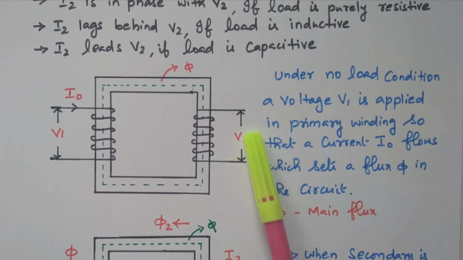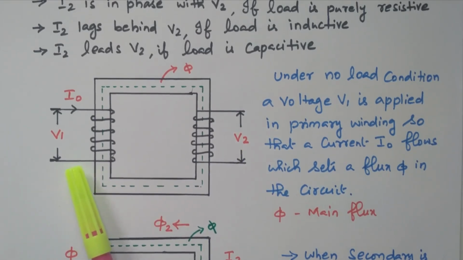The secondary is not connected with any load. Initially, only the primary side is given the voltage. When the voltage is given, a small amount of current I naught flows through the primary winding. This is due to producing the flux in the primary winding. The no load current flowing through the primary winding is called I naught. Without any load, only a small amount of current flows for magnetizing, and that is called I naught.